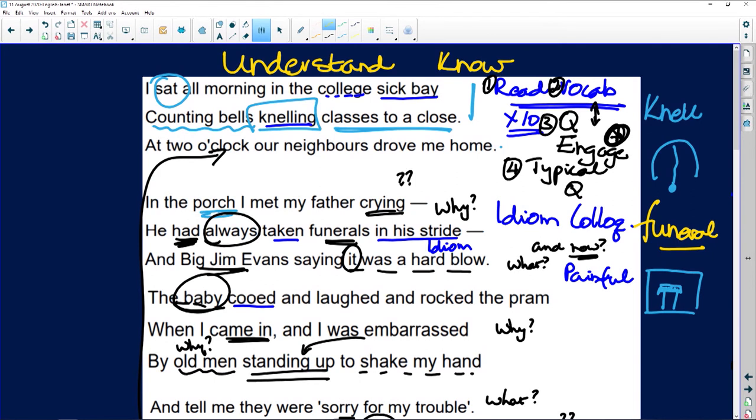In the porch, I met my father crying. He had always taken funerals in his stride. Now we can hear something of the rhythm there. He had always taken funerals in his stride. So here the rhythm emphasizes the past, what has happened in the past, and leads us therefore to an awareness of this funeral is going to be one the father cannot cope with.